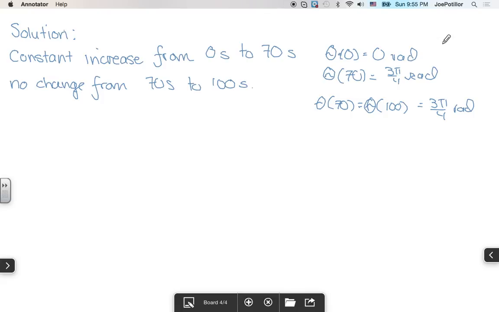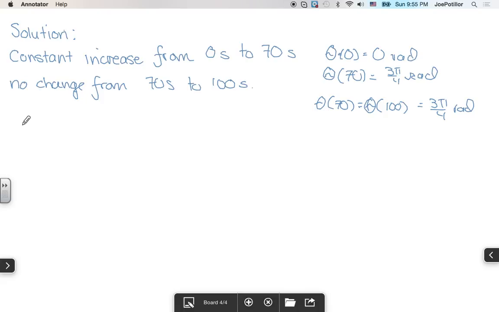So interpreting that, understanding what that means, on our velocity time graph we're going to have a constant until we get to 70 seconds, where it goes down to nothing. How do I know that? Simple. The slope of the position time graph is the angular velocity.